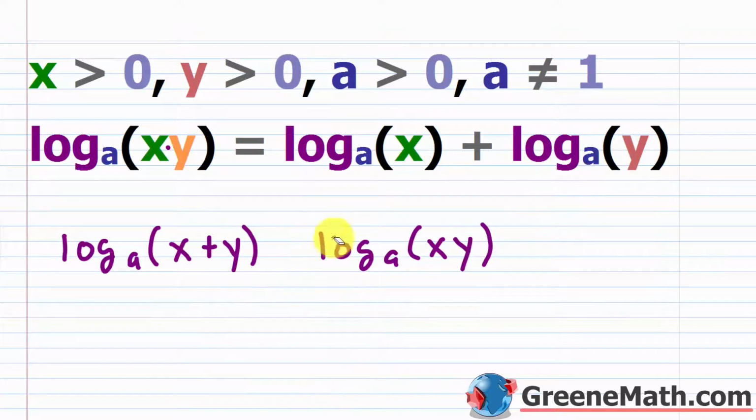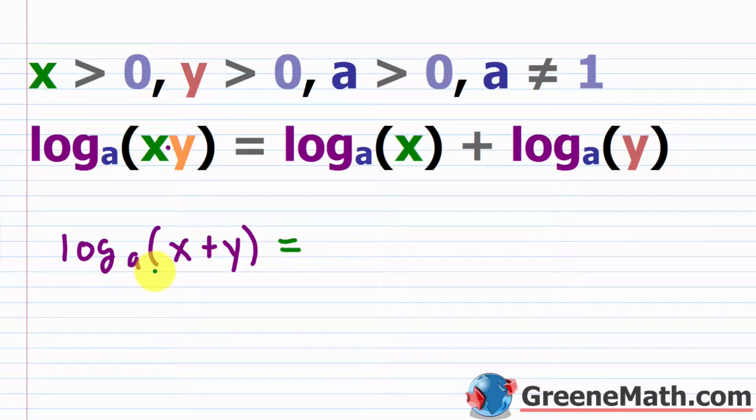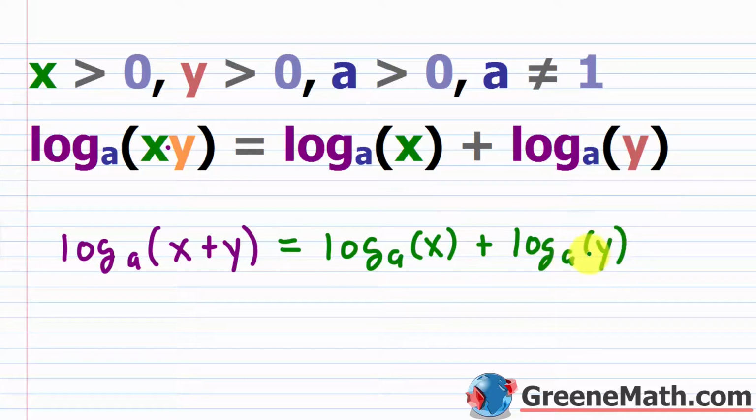The second misconception is to take this and think that you can use some sort of distributive property here. So a lot of people will say this is log base a of x plus log base a of y. This is also wrong. We know that log base a of x plus log base a of y is equal to log base a of x times y. It's not log base a of x plus y.